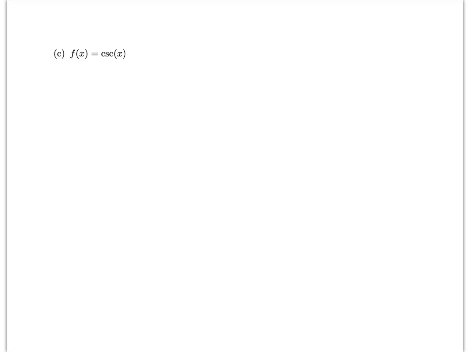Okay, this one is very similar. I'm going to take the derivative of cosecant x. And again, I'm using my reciprocal identity that this is 1 over sine. And this time I'm going to try using the quotient rule. I just want to use the quotient rule this time for practice.